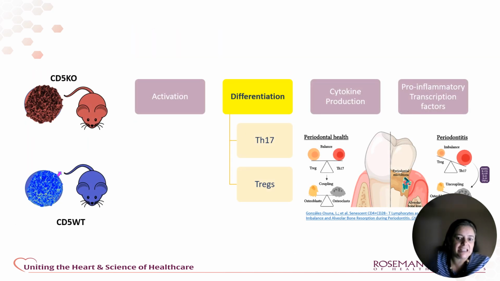We then went and looked into the differentiation, looking in these different populations that I mentioned before, the Tregs and Th17, that once they are in balance, then we should have periodontal health, no problems with bone resorption or recession of the gums. But then as we see that we have the Th17 inflammatory T cells increase in number, these are going to contribute to the inflammation process and the destruction of the bone.